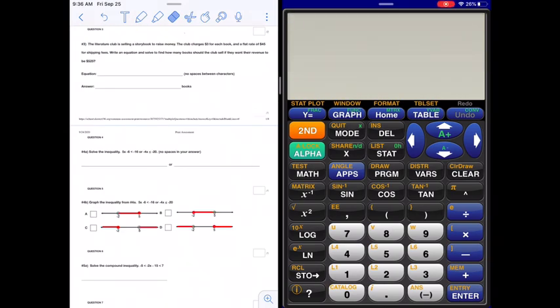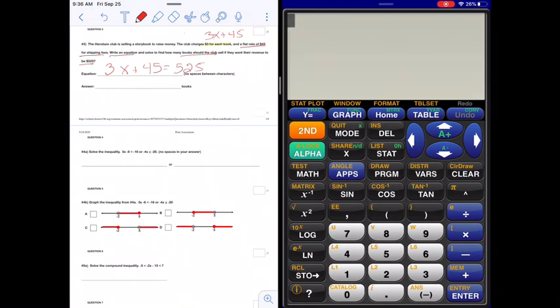Moving on to number 3, the Literature Club is selling a storybook to raise money. The club charges $3 per book, so usually that's your 3x, and a flat rate of $45, so plus your $45 for your shipping fees. Write an equation and solve to find how many books should the club sell if they want their revenue to be $525. So 3x plus your $45 for your shipping fee equals $525.